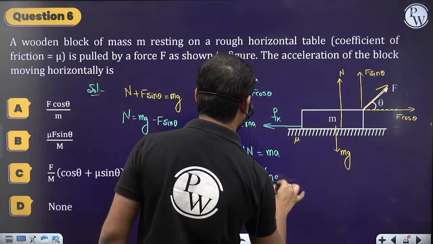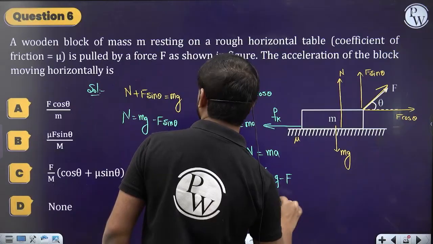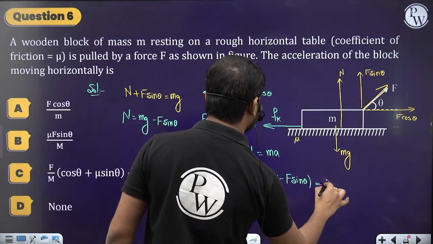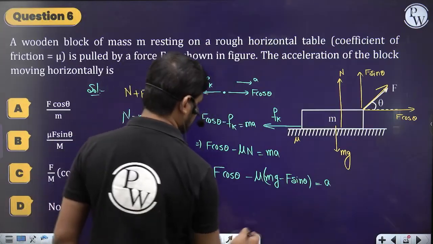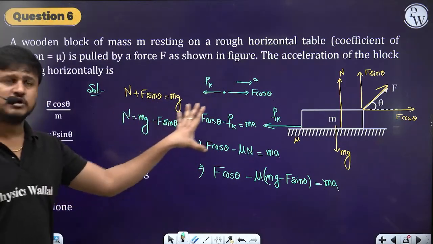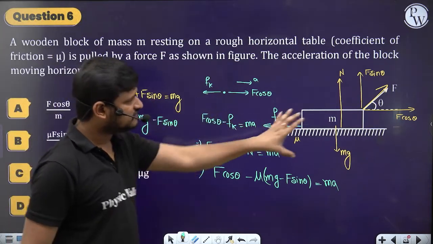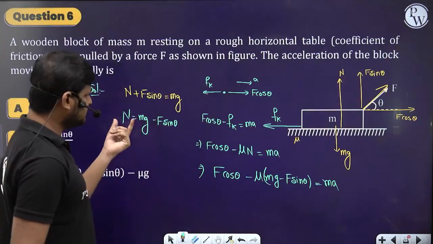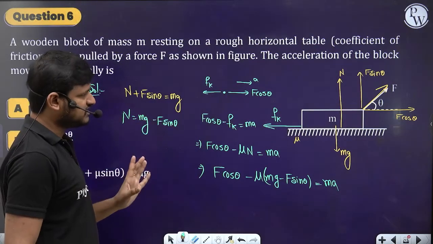Mu into mg minus F sin theta, right? So which is equal to the acceleration, which is equal to ma. See, I'm just going by the procedure, that's it. So first we have seen what is vertical equilibrium. N plus F sin theta is equal to mg. From there N is equal to mg minus F sin theta.